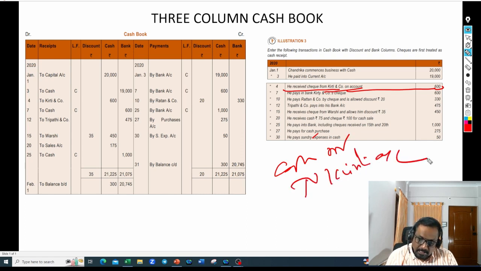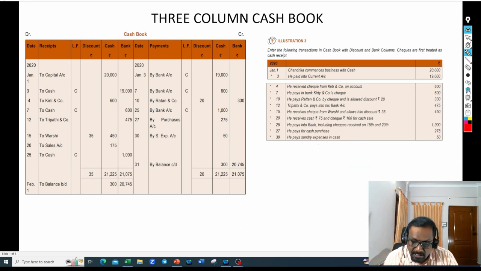So see, cash account debit side, under cash column you need to write: To Kirti and Co, 600. Right? Next, he pays into bank Kirti and Company's check, 600. Whatever check you received has been deposited. When? It was deposited on 7th, so it is on a different date. Then the entry is bank. You are depositing in bank.